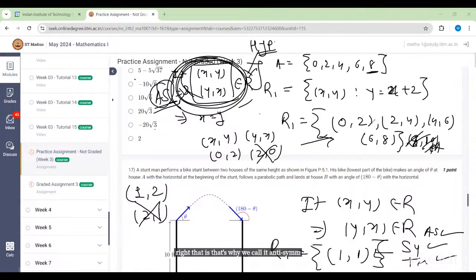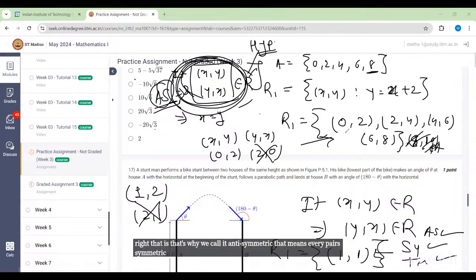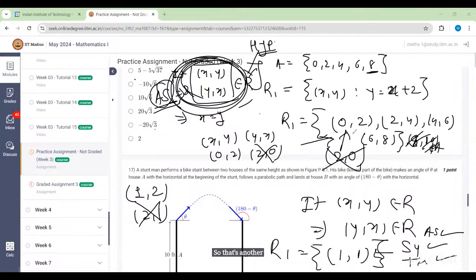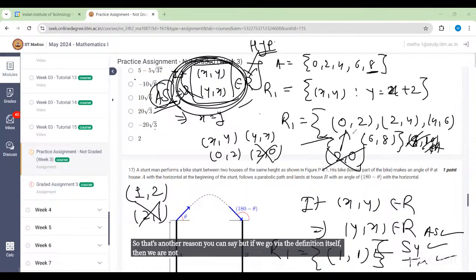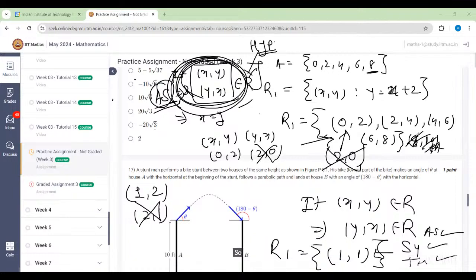That means for every pair, consider its symmetric conjugate. If I consider the symmetric conjugate of this pair, that will be (2, 0), right? But here (2, 0) is not there. So that's another reason you can say it. But if we go via the definition itself, then we are not getting any counter pair. So that's why also we can say that yes, it is antisymmetric.